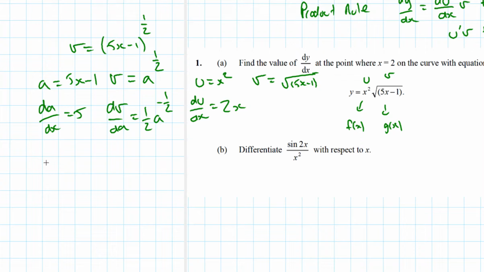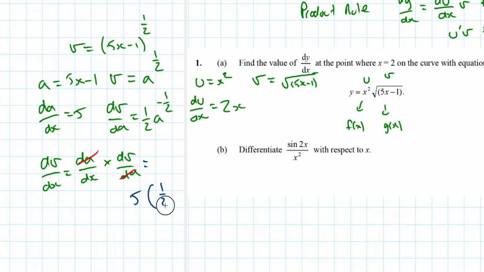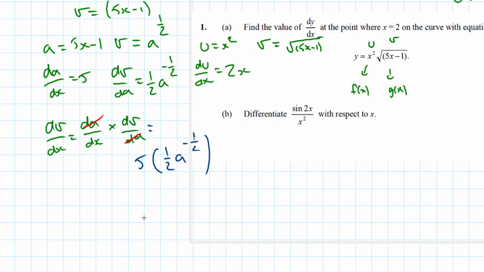When we put this together, so our goal is to get dv/dx. This is equal to da/dx times dv/da. And here we get back our dv/dx, because this one and this one will cancel. So therefore this is equal to 5 times a half a to the power minus a half. And then from here, all we do is we then say, well, this is 5 over 2, 5x minus 1 to the power of minus a half. And that gives us dv/dx.